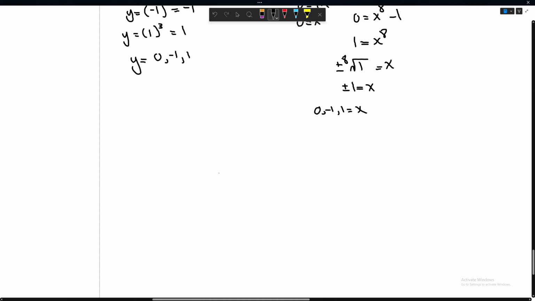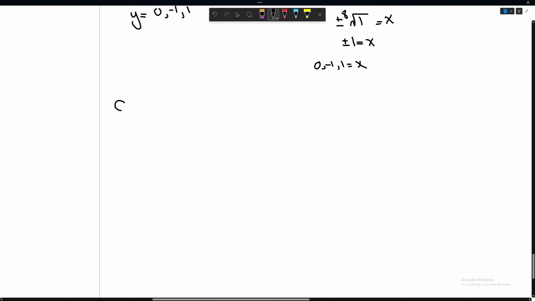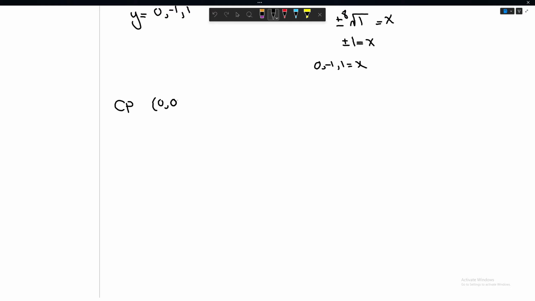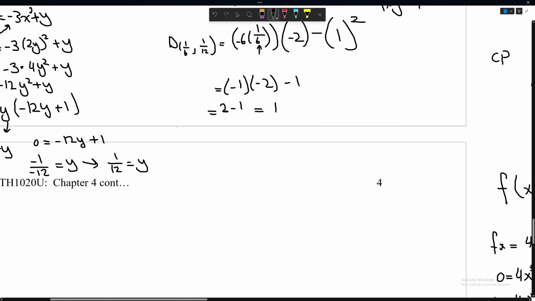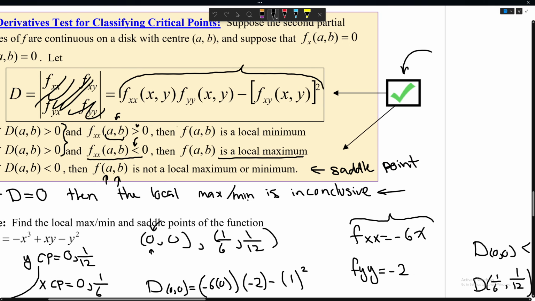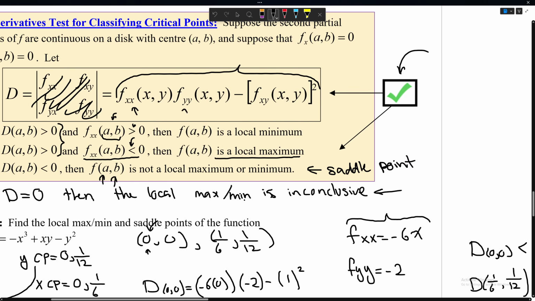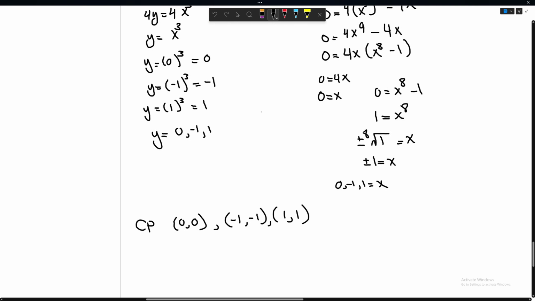Okay, so going down, what's your critical point? CP. We have a couple now. We have 0, 0. We have -1, -1. And we have 1, 1. Now we gotta check all these, and we gotta get our D's. Before we get our D's, we know for our D equation up here that we need a double X and a double Y, and we also need an X and a Y. So let's get those and make our life easier.